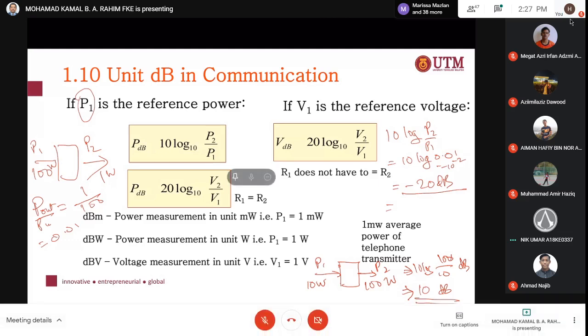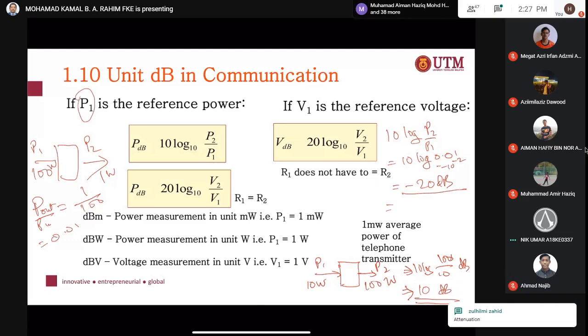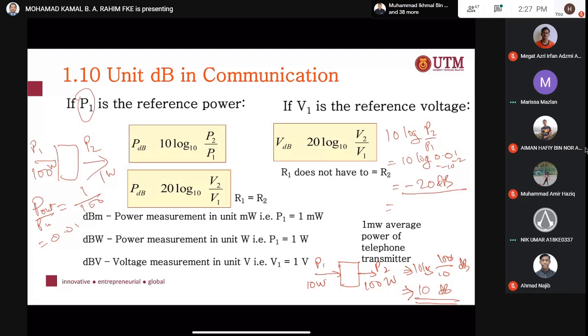What do you mean by this? Minus 20, plus 10. What does it mean? Silent. The speaker disappeared? Hello, can you hear? Okay. What does it mean, Marisa?